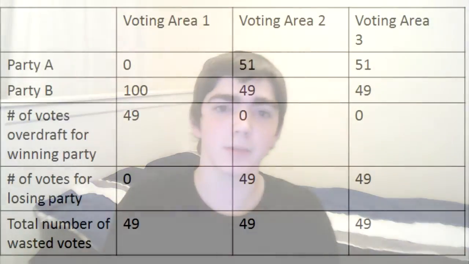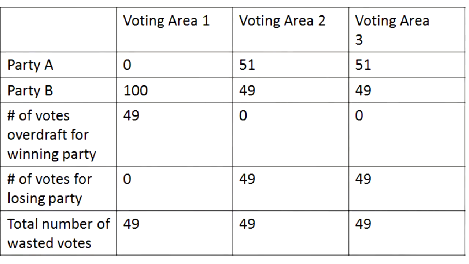So to understand this a bit better, we're going to look at another table. Sorry, but I like tables. So we've got the same figures, three voting areas, two parties and 100 voters. But this time we're going to replace the total areas won and percentage of seats won with the total number of votes wasted. See that party A and party B received the same amount of votes from the constituents from all three areas. But now we see the problem.